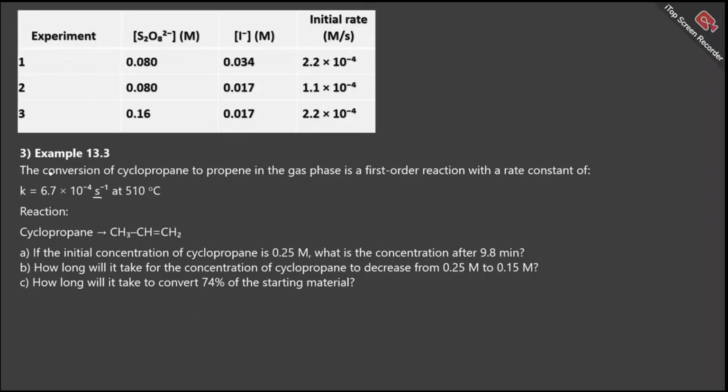Okay, so we are on example 13.3. This one is also simple. The question is saying the conversion of cyclopropane to propene in a gas phase is a first order reaction with a rate constant of 6.7 times 10 raised to the power -4 at 510 degrees Celsius. Okay, so the first question is saying if the initial concentration of cyclopropane is 0.25, what is the concentration after 9.8 minutes? Okay, so the value of k is in seconds, so it's supposed to convert this guy to seconds.